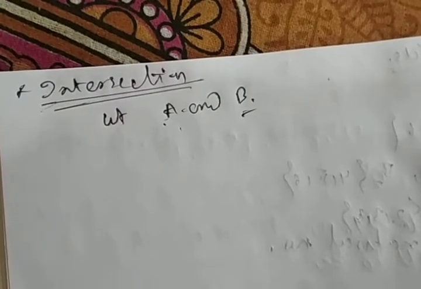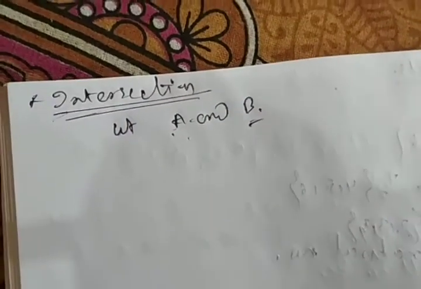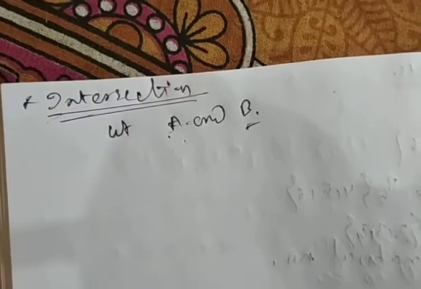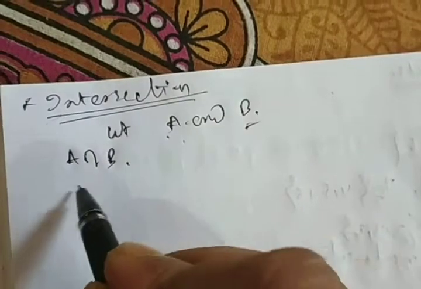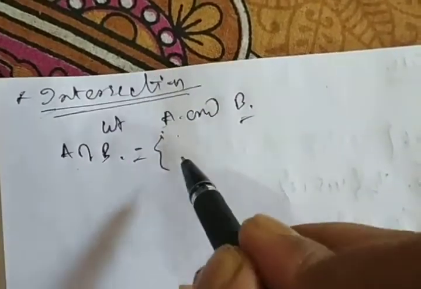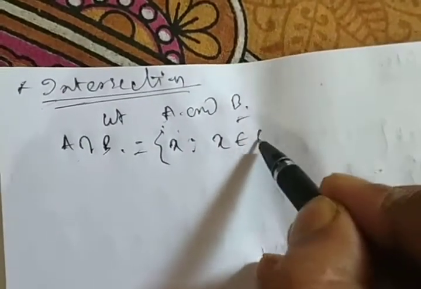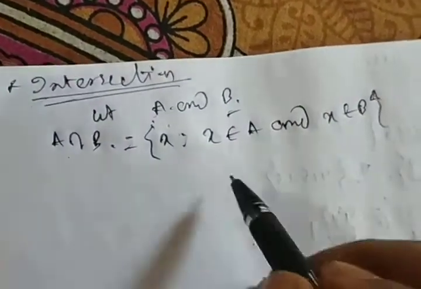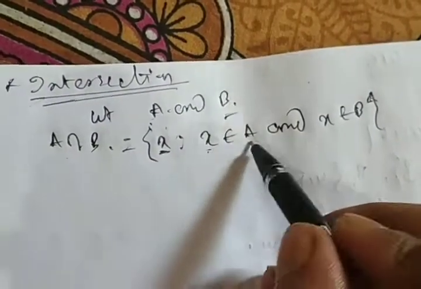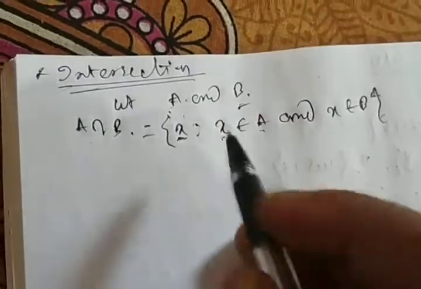The set of all common elements of A and B is called the intersection of A and B, which is defined symbolically as A intersection B. In set builder form, it is x such that x belongs to A and x belongs to B. All the elements which belong to A and also belong to B form the intersection of the two sets.